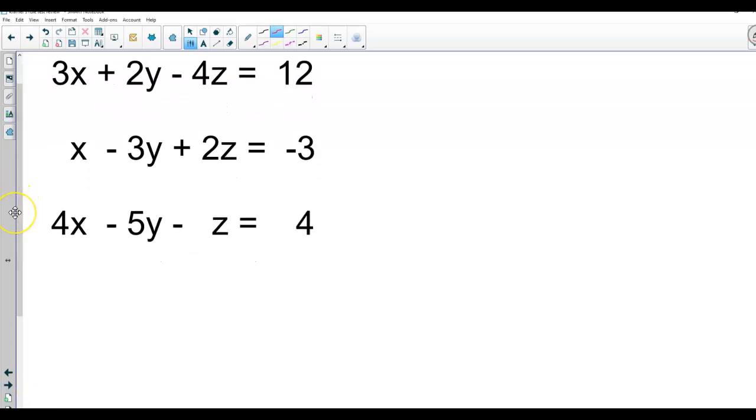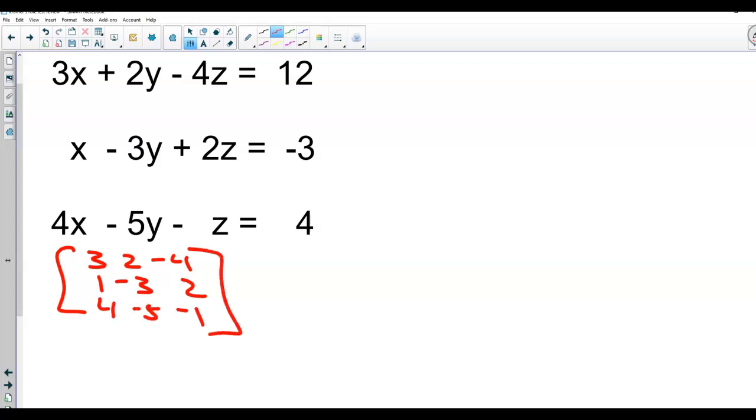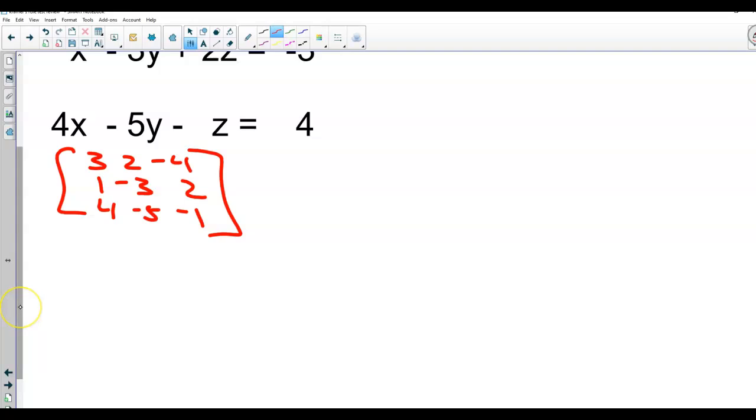Matrices. The first one is just of the coefficients: 3, 2, negative 4, 1, negative 3, 2, 4, negative 5, negative 1. And to get that determinant, we copy down the first two columns. Now make no mistake about it, these problems will take a little bit of time.